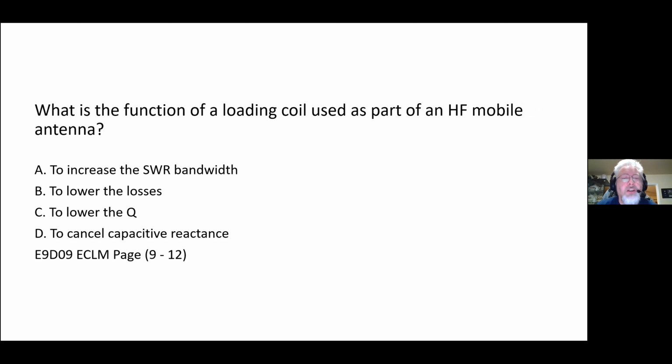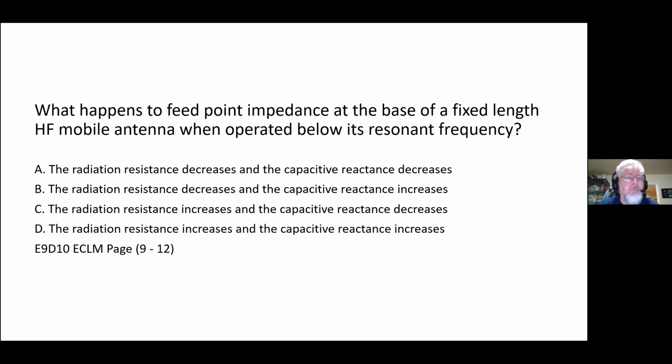What is the function of a loading coil used as part of an HF mobile antenna? A, to increase the SWR bandwidth. B, to lower the losses. C, to lower the Q. Or D, to cancel capacitive reactance. Delta. Delta is correct, to cancel capacitive reactance.